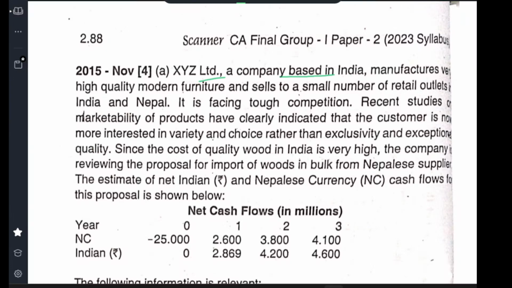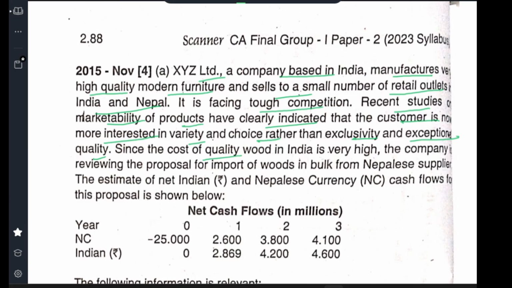XYZ Limited is a company based in India that manufactures very high quality modern furniture and sells it in small numbers to retail traders in India and Nepal. It is facing tough competition. Recent studies of marketable products have clearly indicated that customers are no longer more interested in variety and choice, but rather in exclusive and exceptional quality.